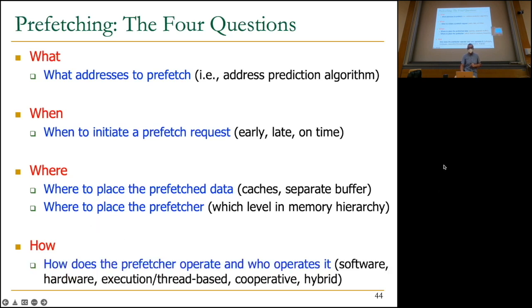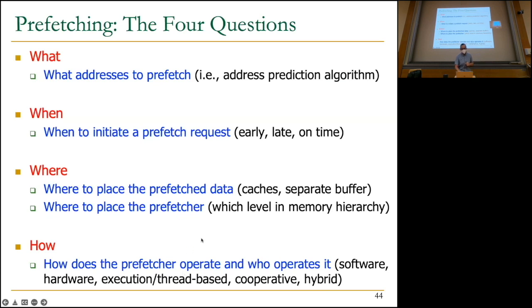How is also interesting. Some of these interact with each other. How especially interacts with everything, because how really is about the general philosophy of how you design the prefetcher. How does the prefetcher operate and who operates it? Is it the software? Is it the hardware? Is it a thread-based prefetcher like I briefly described, where somebody creates a thread that just does prefetching? This is also called execution-based. Is it cooperative, hardware and software together? There are also hybrid prefetchers. Today's systems have many prefetchers that are working together. Sometimes they're synergistic with each other. Sometimes they're stepping on each other's toes, because one of them is prefetching something and the others are going to evict it, for example. So there are a lot of dangers also here.